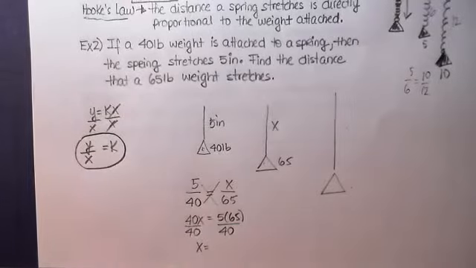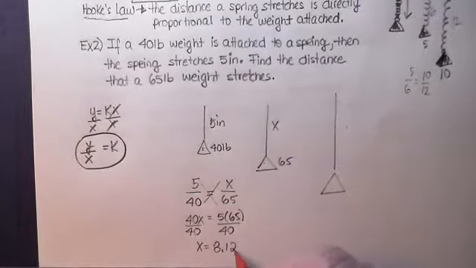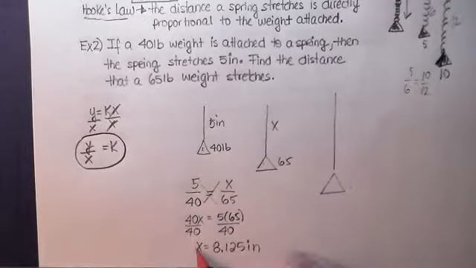Give me a second here. My calculator is not working. Okay. 5 times 65 divided by 40 is 8.125 inches. Okay?